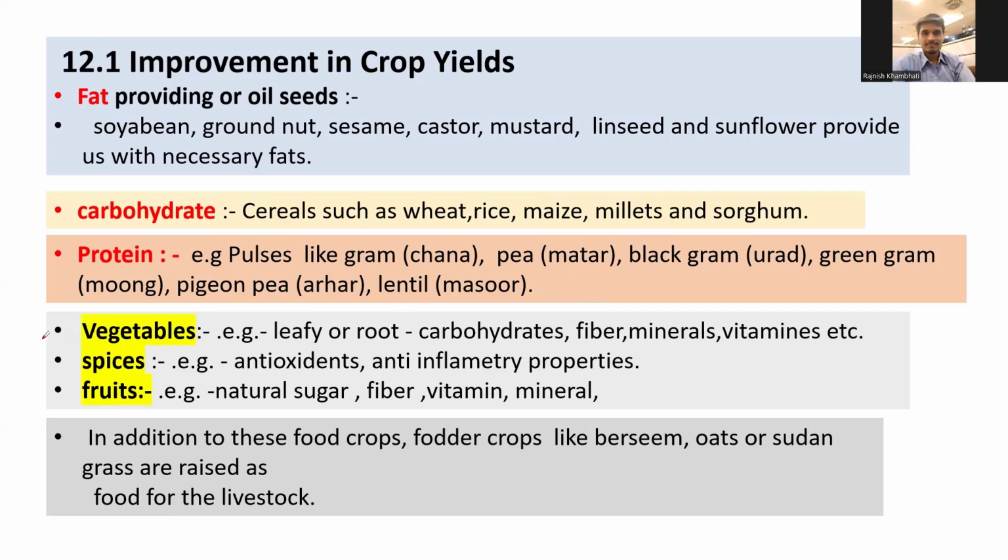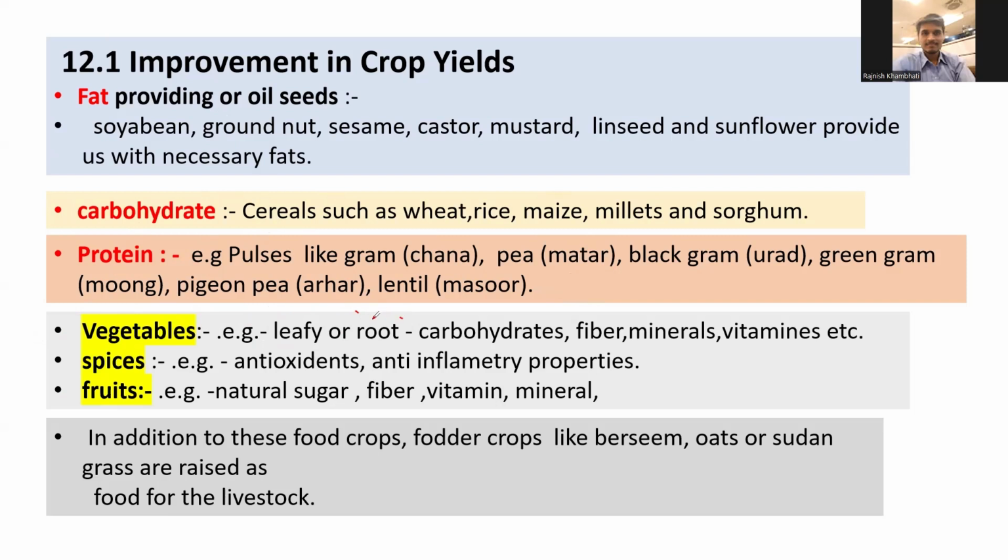We are not just eating cereals, pulses, or these oil-giving seeds, but we also eat vegetables. So what will vegetables give us? Vegetables like leafy vegetables or roots. Leafy, like spinach, and root, like beetroot, radish, carrot, etc., which are roots.